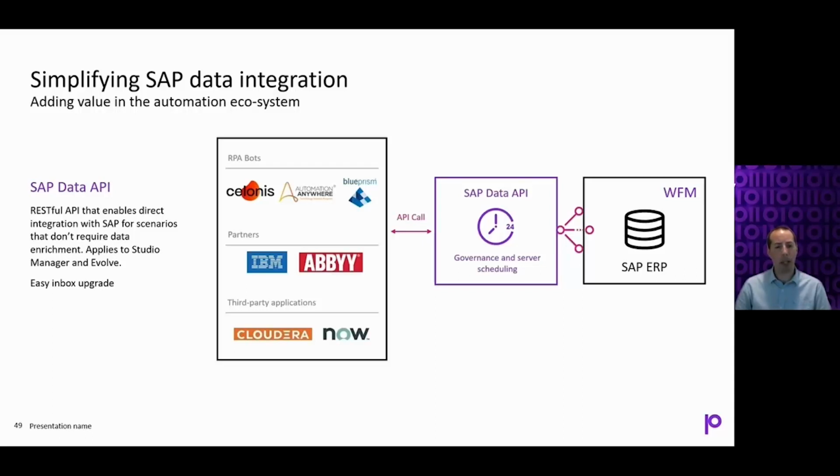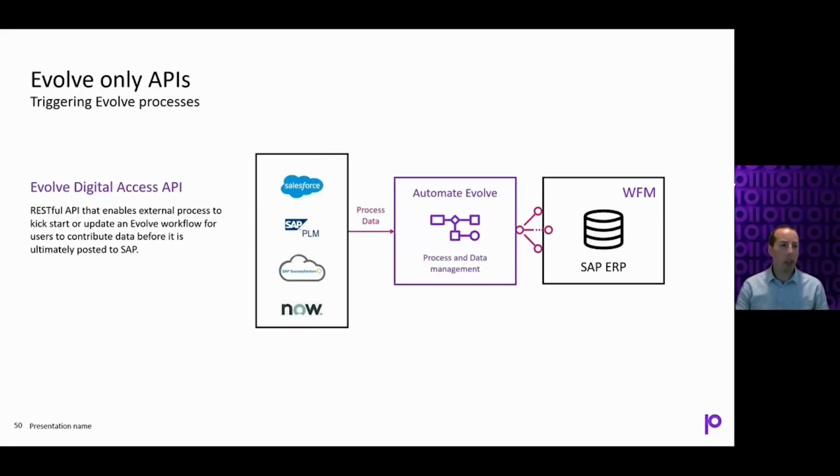So the rest of the APIs, the Digital Access API and the third-party API support, are only available in Evolve, but this API is available as part of our Studio Manager offering as well. The Digital Access API allows you to start Evolve processes or interact with them from other systems of record. And again, Salesforce and ServiceNow tend to be a pretty common one that we hear about here. This really allows Evolve to handle workflows without users having to manually start them from within Evolve.